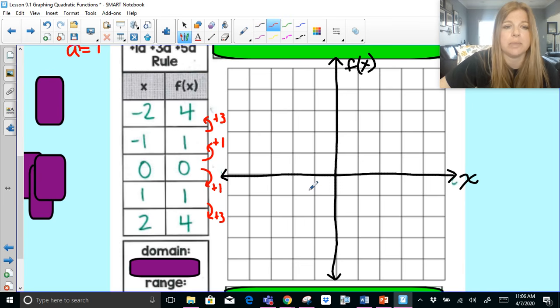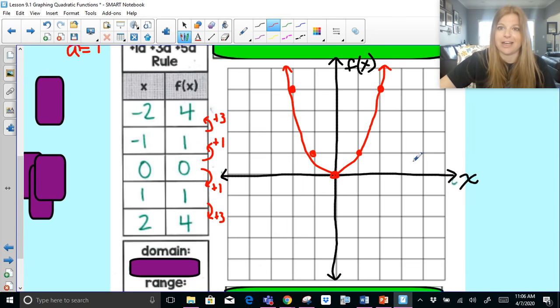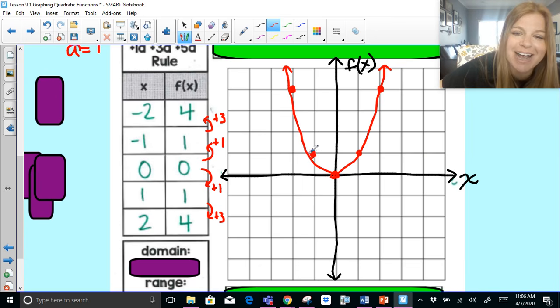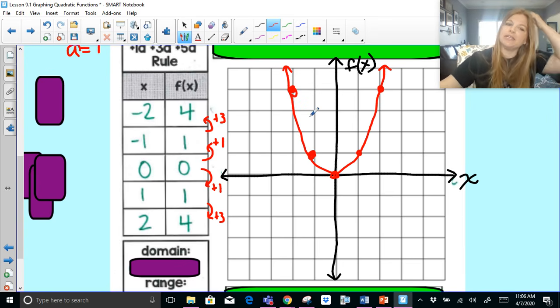So I'm going to go ahead and plot. So -2, 4, -1, 1, 0, 0, 1, 1, and 2, 4. And now I know it's a U-shaped graph, so I'm going to connect it in as much of a smooth curve as I can. I know you've seen better. Not the smoothest. That's okay. And this is my U-shaped graph.